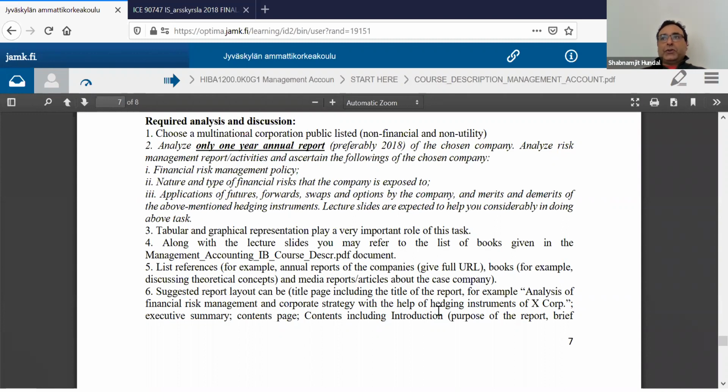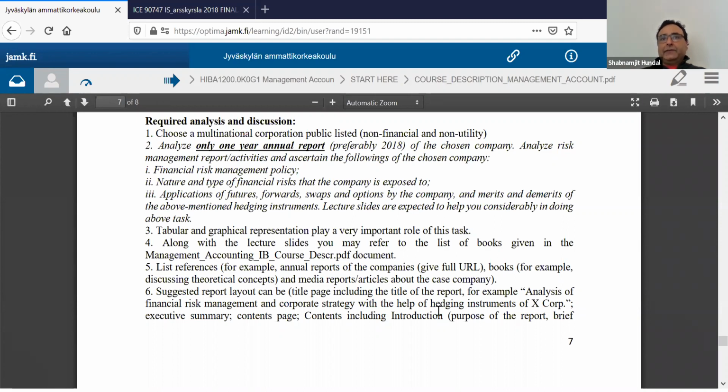Normally, there is a section where you can see the characteristics or the models or the techniques followed by the company to manage the financial risk. And then lastly, you'll be discussing how the financial derivatives can help you to do this financial risk management. You can discuss the forwards, futures, and options.